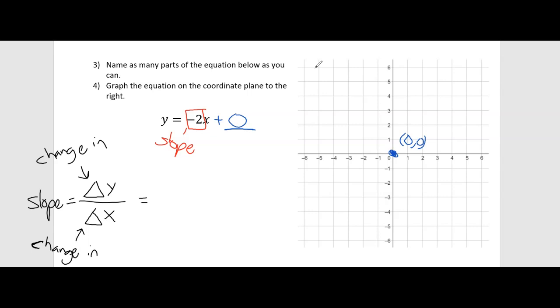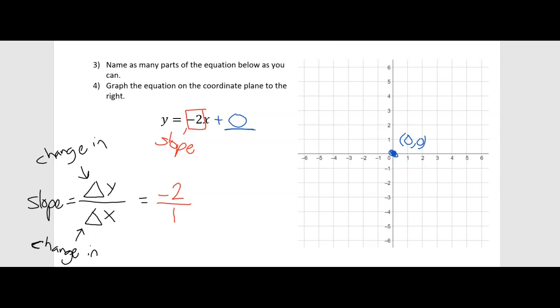So our slope ends up being -2. Now, you may say, well, is that -2 the change in y, or is it the change in x? Because we don't have a fraction. Well, we can create a fraction, right? We can put any number over 1 without changing the value. So -2 is our change in y. So we're going to travel down 2.